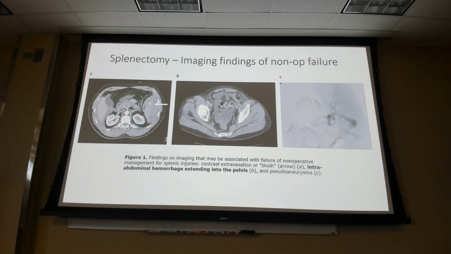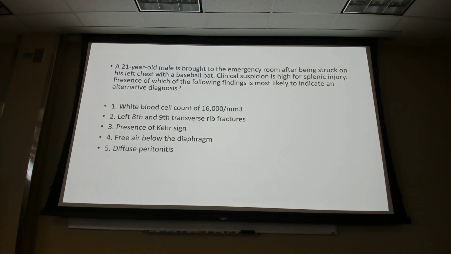And then here are some imaging findings. Like you can see the blood in the pelvis there in the middle one. So CT is obviously going to be our best test, and you're just looking for any sort of fluid where it's not supposed to be, any sort of abnormal hemorrhage, splenomegaly. You can also evaluate for splenic infarcts. You'll see that a lot on CT scans as well when you're looking for this.